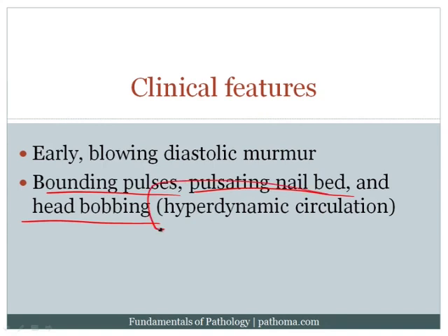And all of this is called a hyperdynamic circulation, and it's based on the fact that the systolic pressure increases because of the increased stroke volume with the regurgitation, and the diastolic pressure decreases due to the fact that some blood is being regurgitated back into the heart.